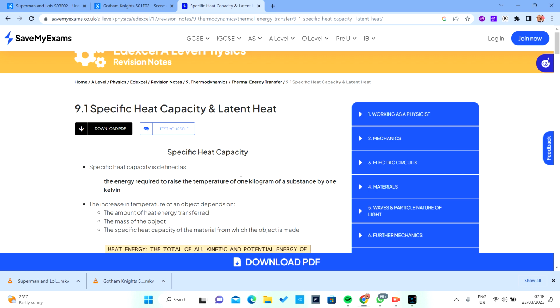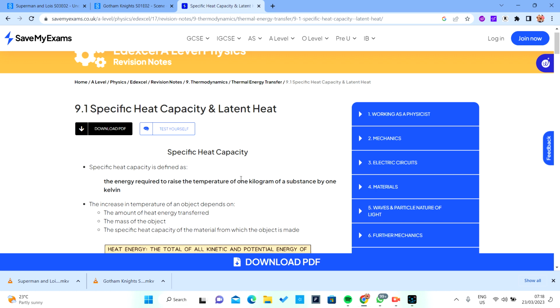Let me go over that again. Heat capacity is the amount of heat required to raise the temperature of a body by 1 Kelvin. What that means is, what is the amount of energy you need to put into a body to raise its temperature by 1 Kelvin. That's basically what that means.